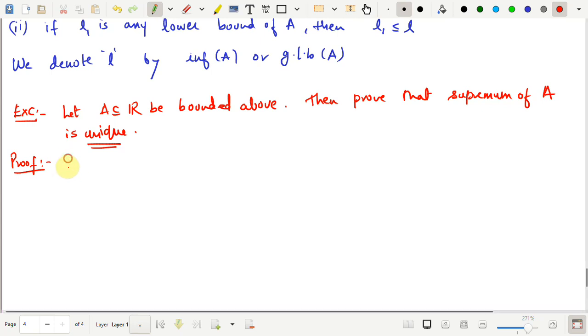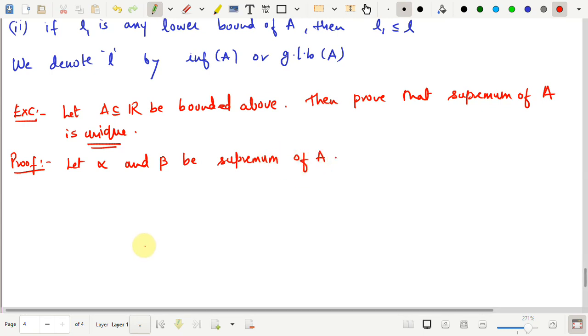let me say that I'll directly start. Let alpha and beta be supremum of A. Okay, so now I'll simply make use of the definition to prove that these alpha and beta are not different. Okay, so what I am doing is that I am challenging the statement. I am saying that if possible there are two supremum of A, and ultimately I am going to show that they won't be different, they have to be same. Okay, so that's our claim.